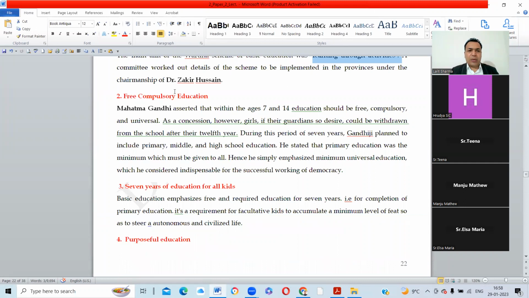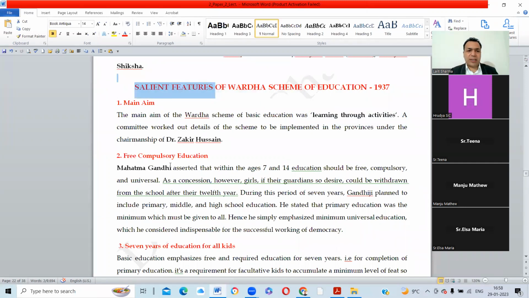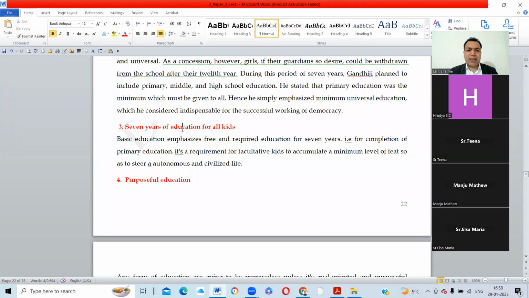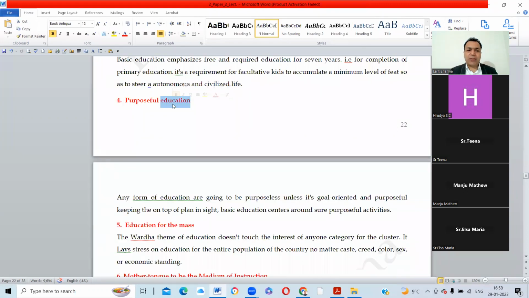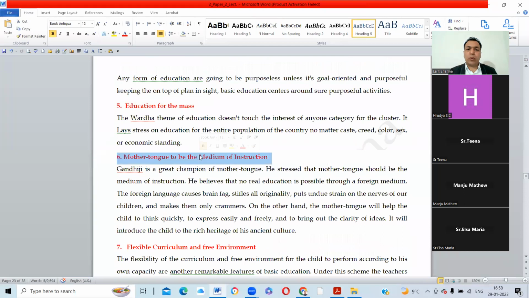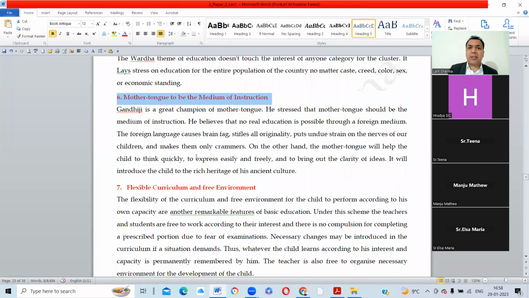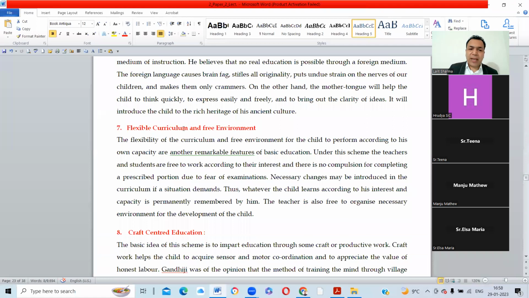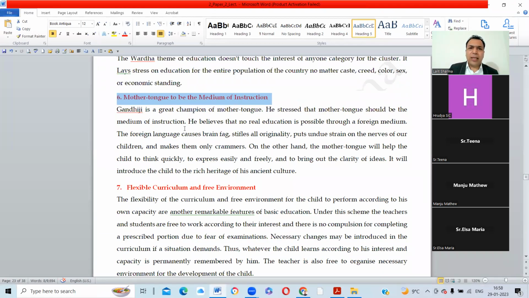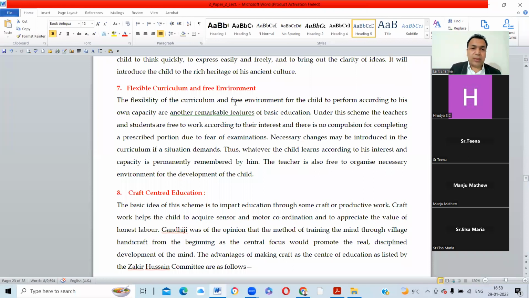These are all the salient features of the Wardha scheme: free compulsory education, 7 years of education for all the kids, purposeful education, education for the masses, mother tongue as the medium of instruction. Students should be taught in the vernacular language, right? They learn better in the mother tongue. When you start teaching in the mother tongue, they will learn automatically, more than in another language. In vernacular languages, they learn better.